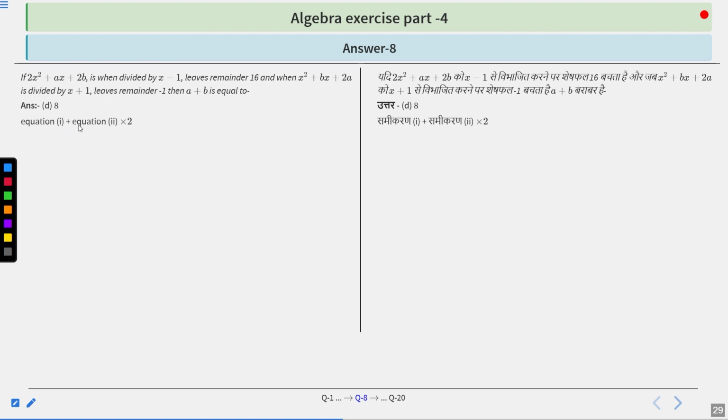So equation 1 plus twice of equation 2 is going to be 4a minus 2b equal to minus 4. Then 5a equal to 10. If we add this equation and this equation, 4a plus a is 5a, and plus 2b minus 2b is 0, and 14 minus 4 is 10. Therefore, 5a is equal to 10. Therefore, a is equal to 10 upon 5, that is 2.